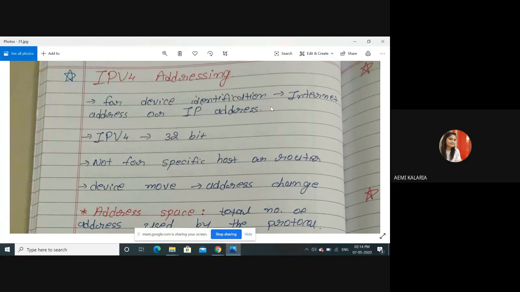It is basically 32-bit, right? The whole 32-bit is divided into four parts of 8 bits each, and in dotted notation it is represented. Don't worry if you don't know anything about IPv4 addressing, I'll explain. For device identification we are using this IP address. I already discussed address is important, in real life as well as in networking.